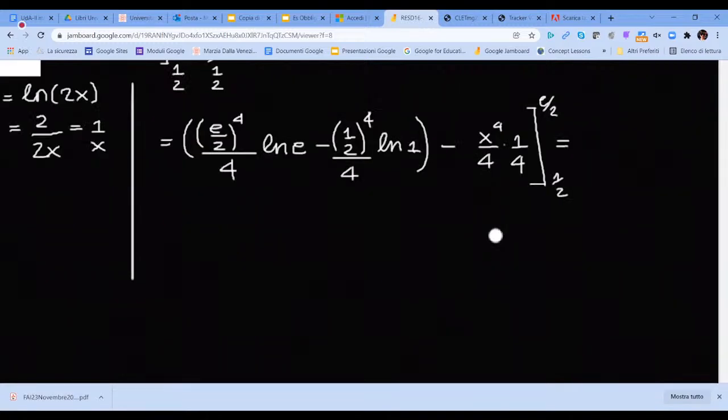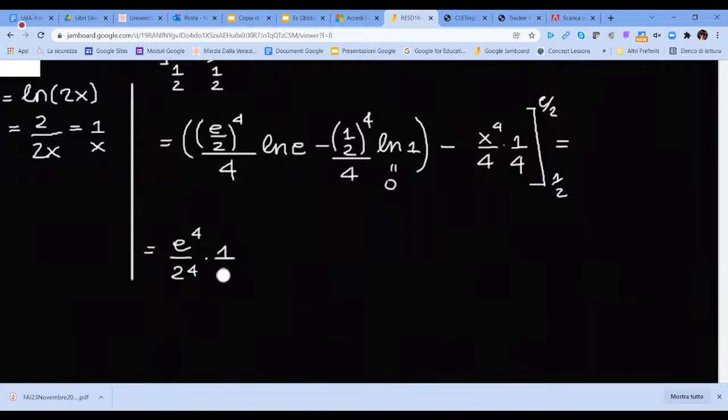So let's go on with the computation. We have that the logarithm of 1 is 0. So this whole term is equal to 0. It remains e to the fourth divided by 4 times 1/4, because divided by 4 times the reciprocal, and the logarithm of e is 1. So this is the first parenthesis.